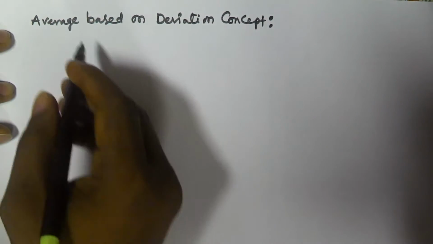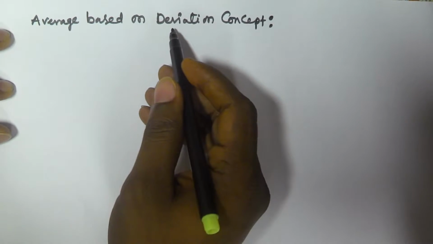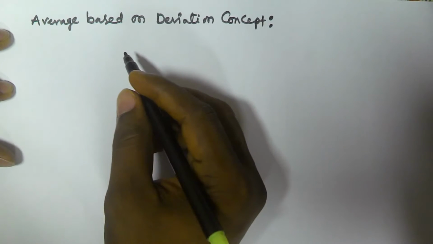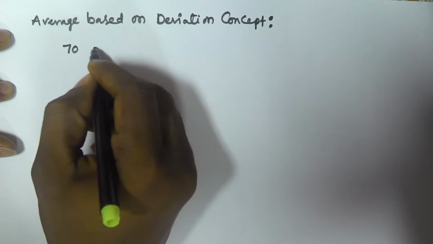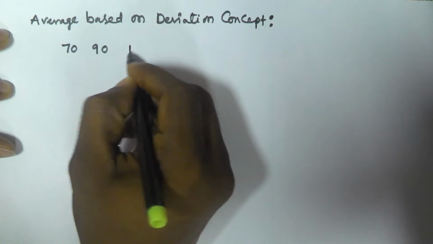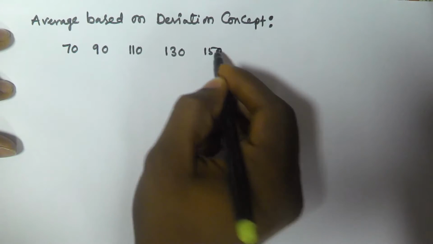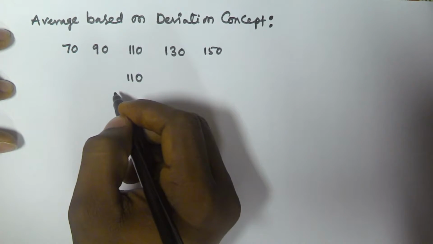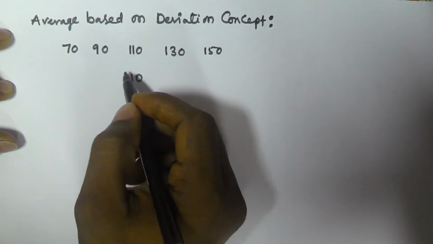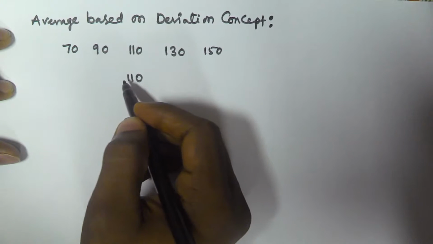Hello friends, in this video I am going to explain the concept of average based on the deviation concept. In the previous video we have seen that the average of 70, 90, 110, 130 and 150 is 110. Now find the deviations of each number with respect to the average.